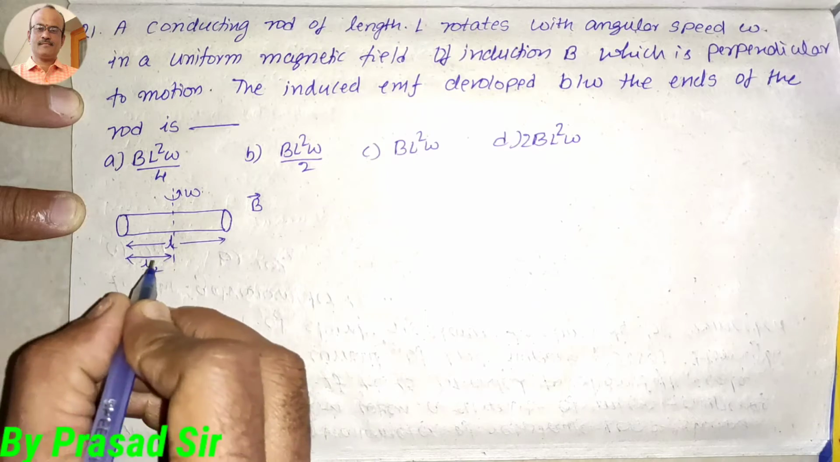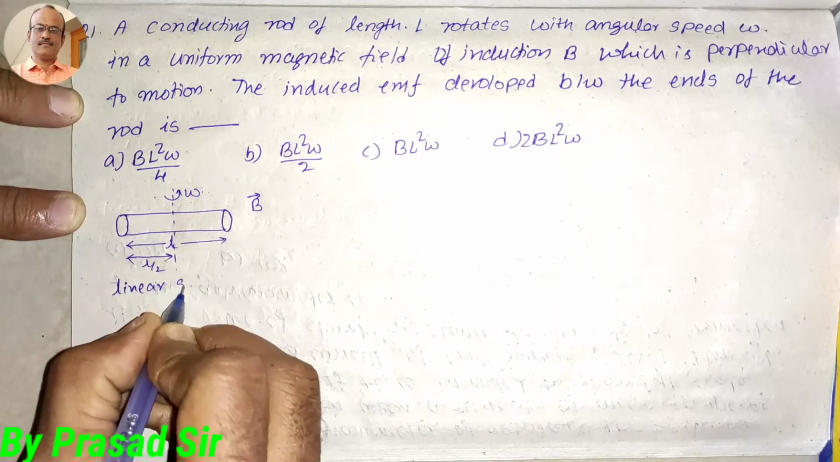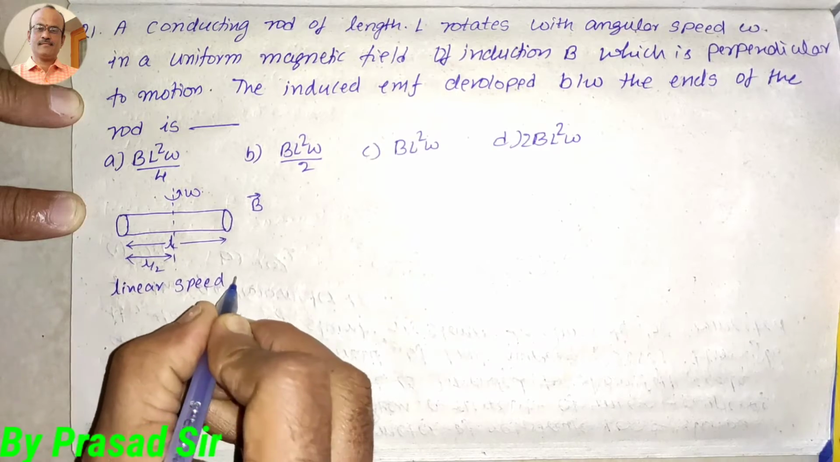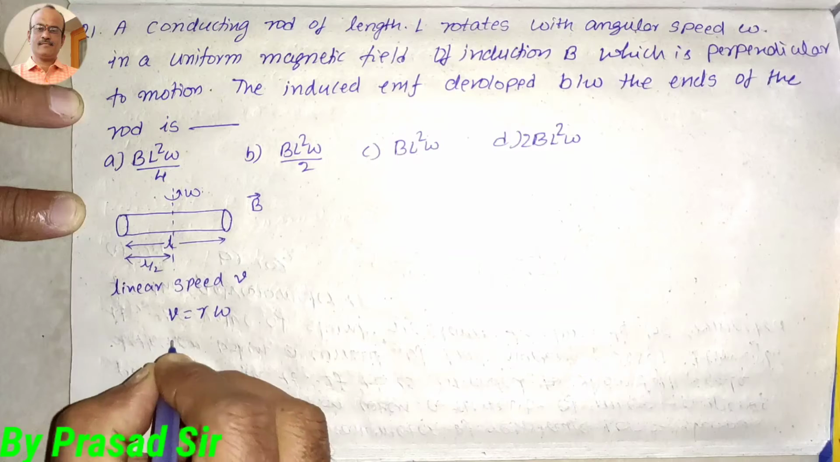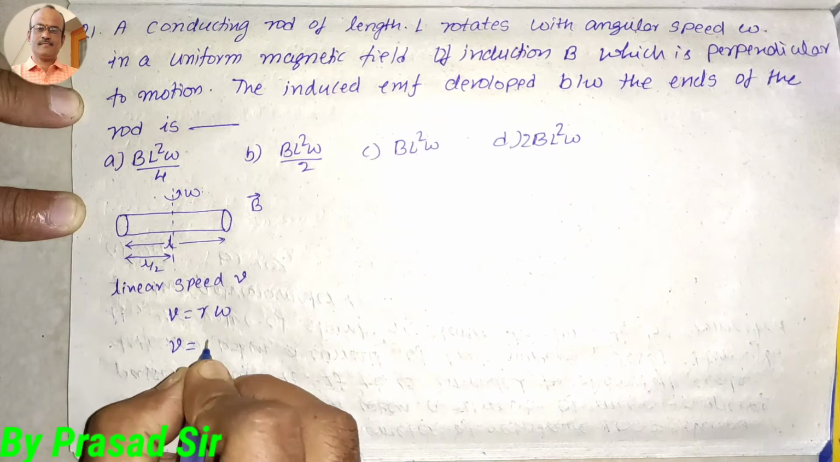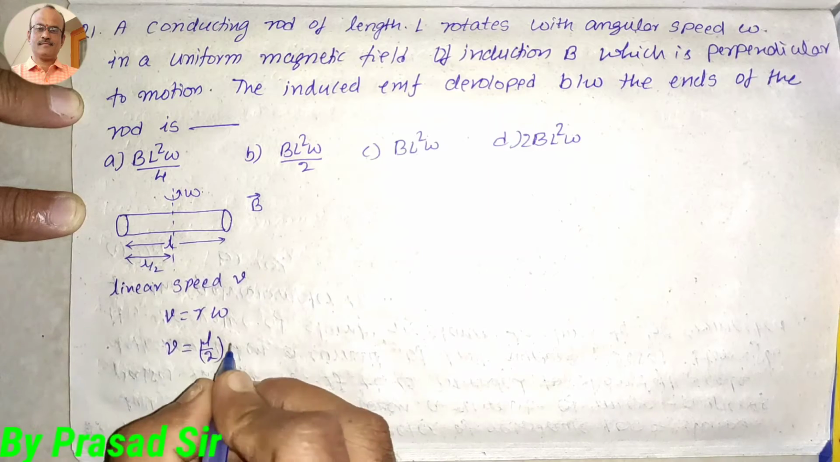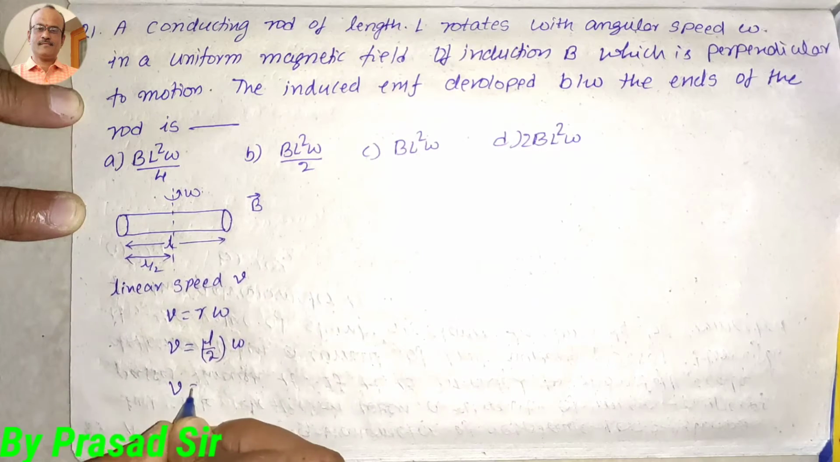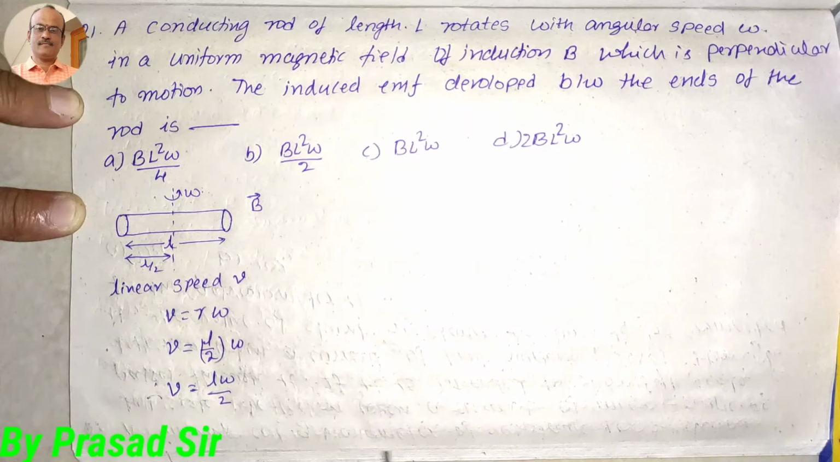Now first of all, it is moving, so first we will calculate the linear speed. That means V is equal to R omega. So V is equal to R, which here is L by 2, this is the length, L by 2 omega. So V is equal to L omega by 2. This is the linear speed.